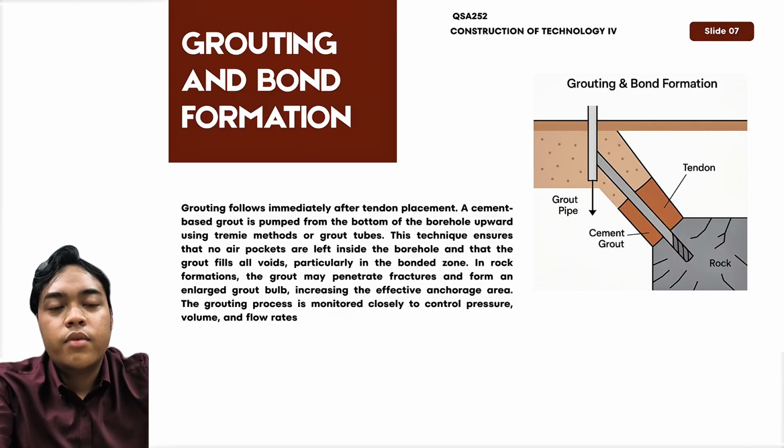Next, we have grouting and bond formation. Grouting follows immediately after tendon placement. A cement-based grout is pumped from the bottom of the bar hole upward into the tremie method or grout tube. This technique ensures that no air pockets are left inside the bar hole and that the grout fills all voids, particularly in the bonded zone.